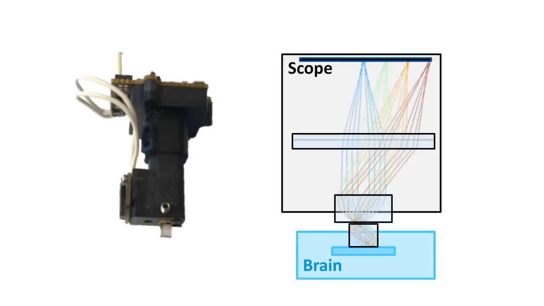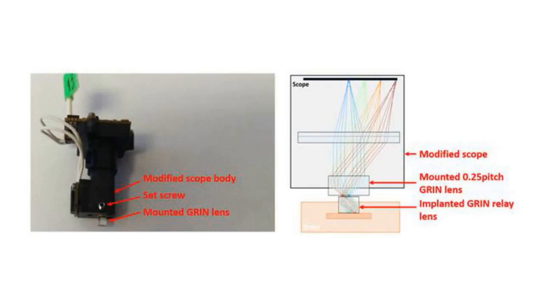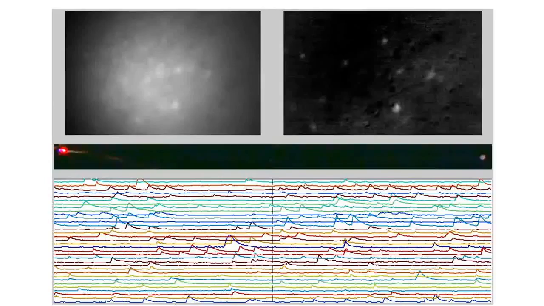And so you can see here the path the light takes through the several GRIN lenses. This is a two GRIN lens setup, with a relay lens and another GRIN lens on top. So you can see all. This is how we designed the microscope.